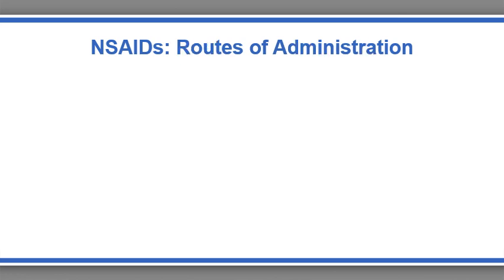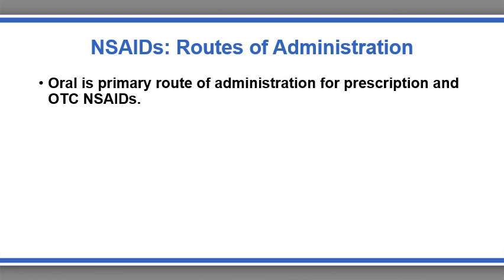So looking at routes of administration, there are various routes of administration for NSAIDs. Again, oral is going to be the primary route, particularly with over-the-counter NSAIDs, obviously, but even prescription strength dosages. Typically, oral is going to be the most common route. And that's usually what's going to be given initially with musculoskeletal inflammation, whether that's from things like arthritis and so on and so forth, some of those orthopedic conditions.